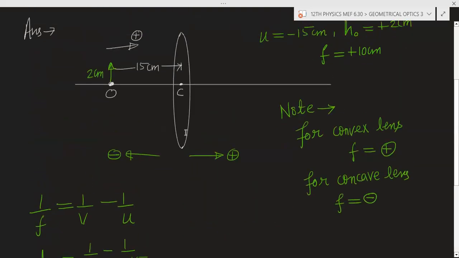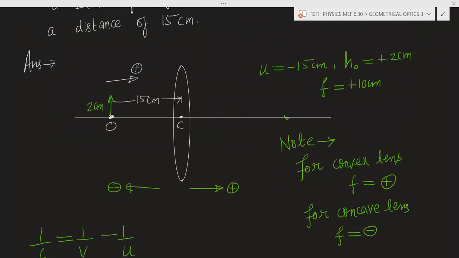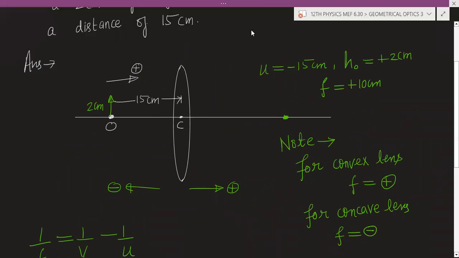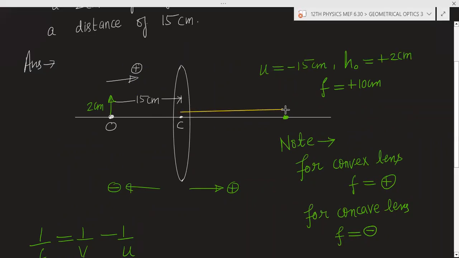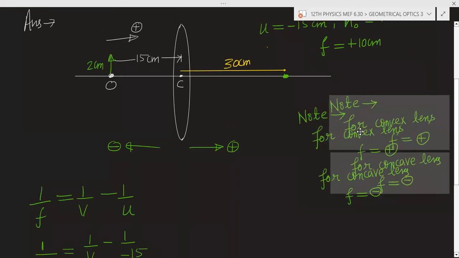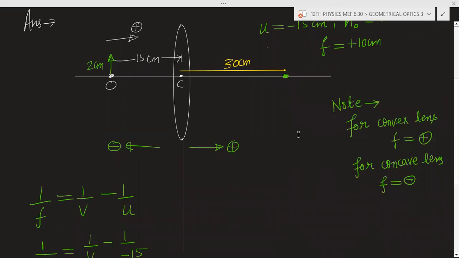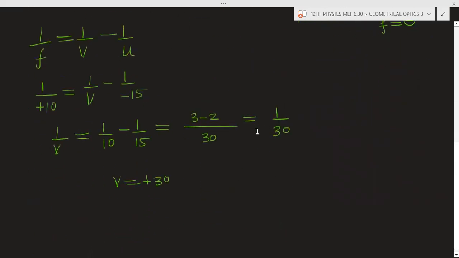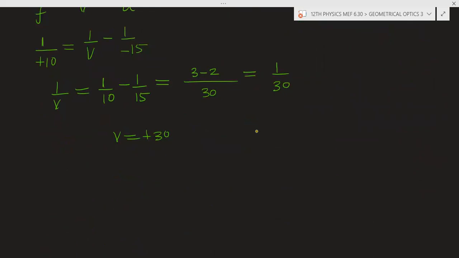Plus 30 centimeter means the image is formed this side, at a distance of 30 centimeter. So it is confirmed that the image is formed on the opposite side of the object. This is the image, 30 centimeter. But right now we cannot say whether the image is real, inverted or erect. That we can say with the help of another formula.